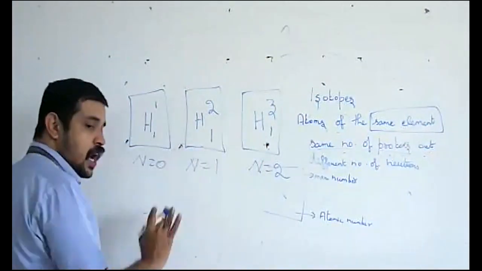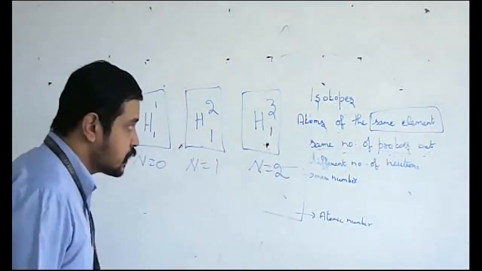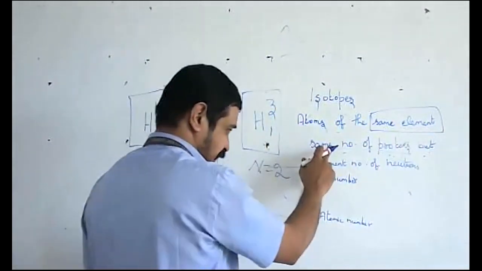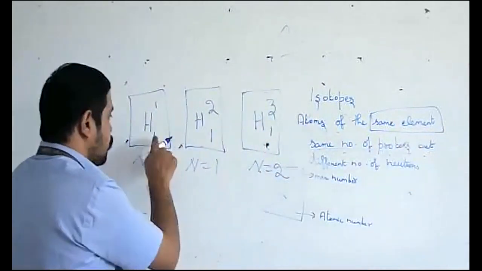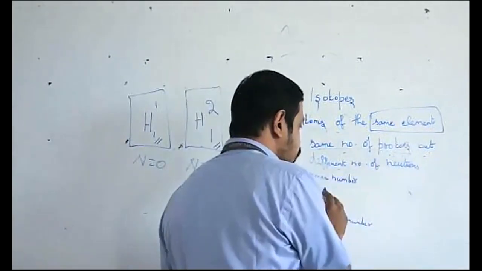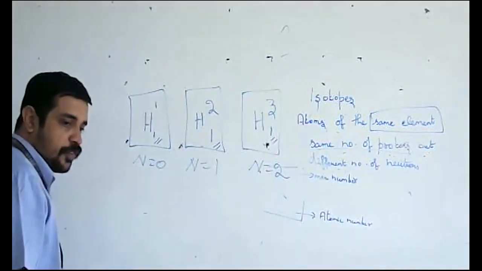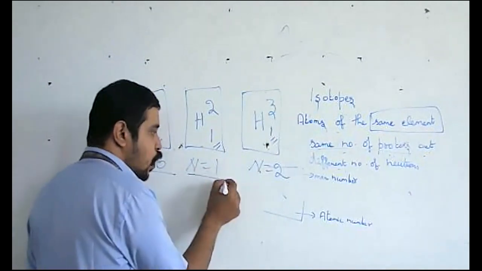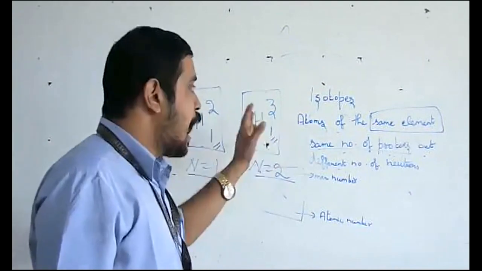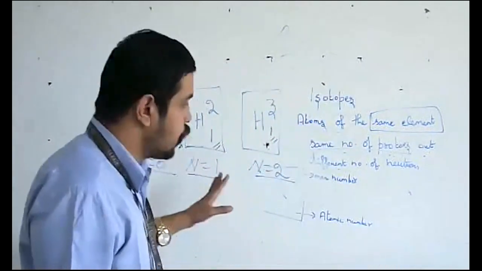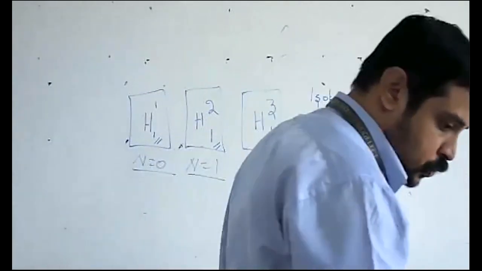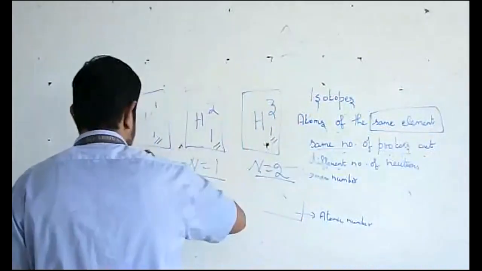All these three elements are isotopes of each other because they are atoms of the same element. So it is all hydrogen here. Same number of protons. The proton number is 1, 1, 1. But a different number of neutrons. If you take this, it is 0, this is 1, and this is 2. So these three are also isotopes of each other. So we have to understand this. So this is another example of isotopes.